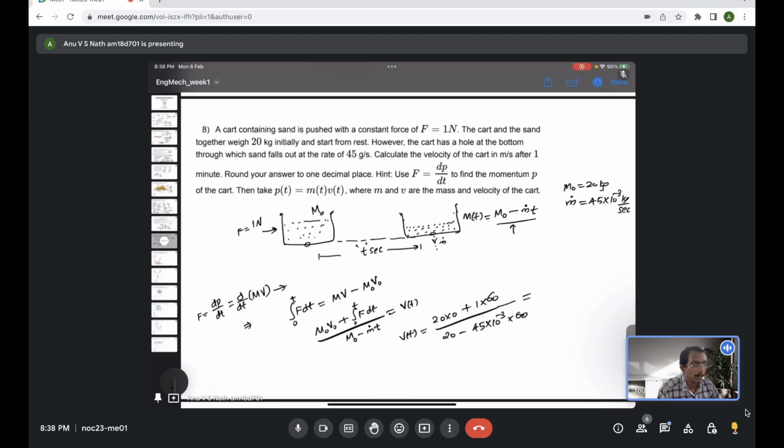So you can evaluate this expression. I think it comes around 3.4647 meter per second. So this is the velocity of the system after 1 minute. So any doubt? Okay, good. So I think this is clear.